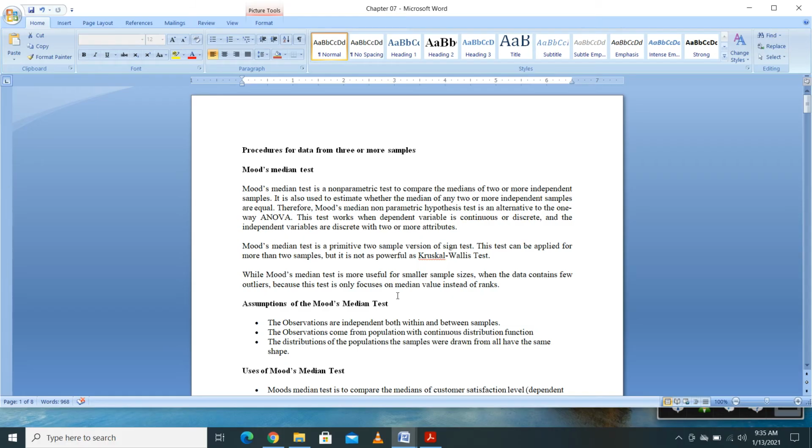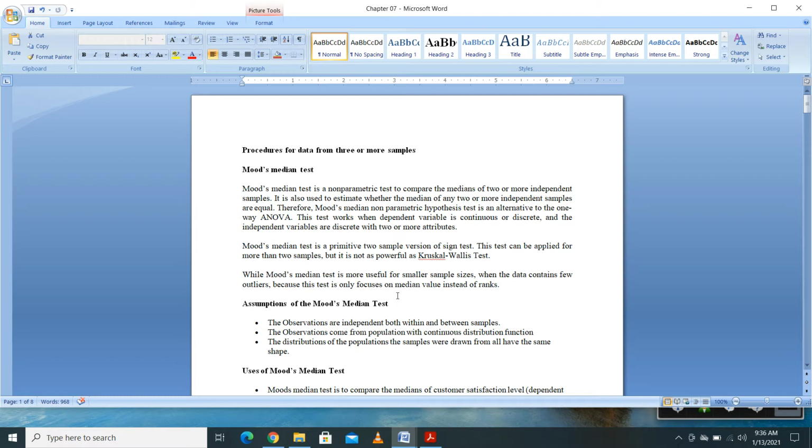So today we are going to discuss procedures in non-parametric statistics when you have two or more samples. The first testing procedure that I'm going to discuss is the Mood's median test. This is a non-parametric alternative to one-way ANOVA. In this case, your dependent variable should be continuous or discrete, and the independent variable should be discrete with two or more attributes.